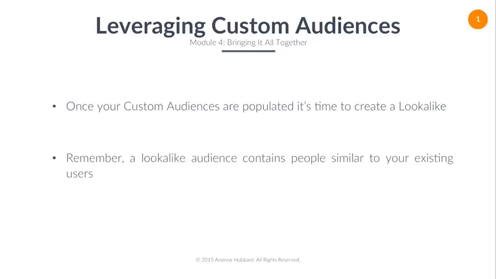You'll remember from previous videos that a lookalike audience contains people similar to your existing users. So obviously that's a really powerful targeting option, because if you've got an audience to advertise to that contains just people who are similar to your existing users, then there's a good chance those people are also going to want to use your app. So let's head over to the Power Editor now, and I'll show you how we can create the lookalike audience and then how we can target it.